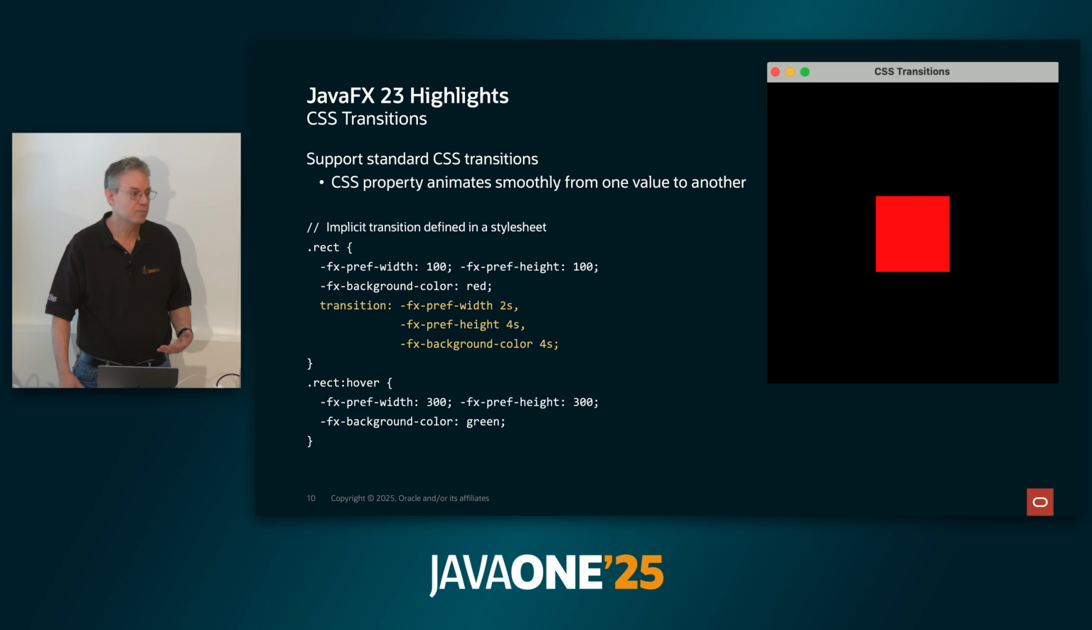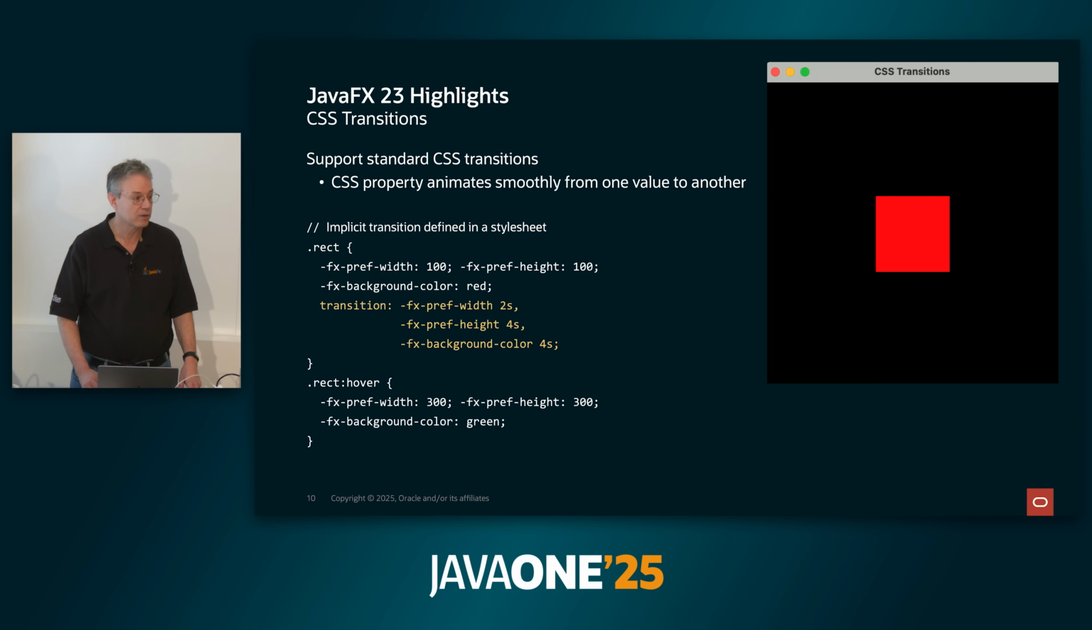CSS has long supported the idea of CSS animations. We use the standard one, so if you're familiar and have done any web programming, you can take exactly those CSS animations and apply them to FX. So this is an example of an implicit transition that we define in our style sheet for what in this case is a rectangle. Normally you'd do it on a UI control, but I just wanted to illustrate this. And so everything that's in white is something that you could have done before.